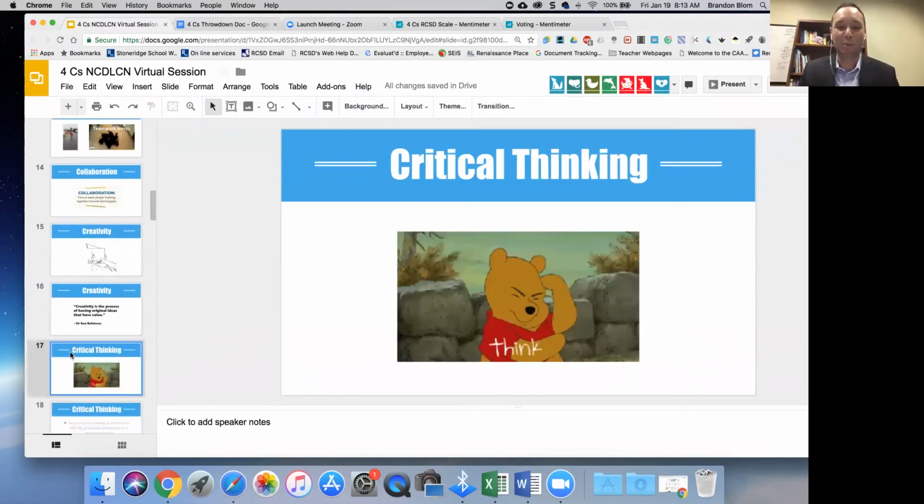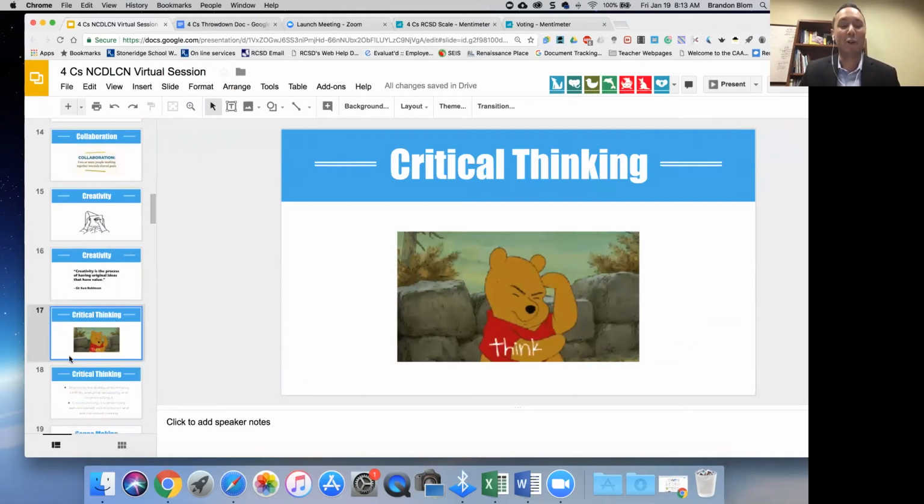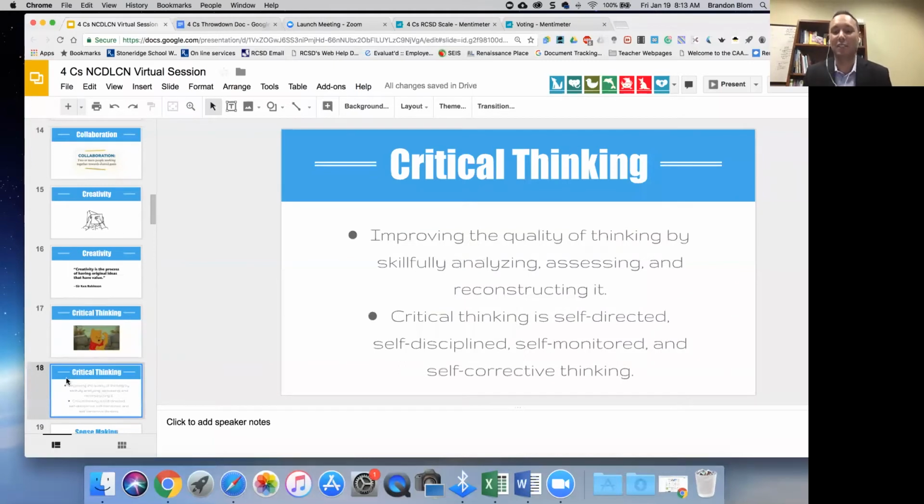And then last, good old Pooh Bear, thinking so hard, critical thinking. Critical thinking is actually pretty hard to define for me. But here are some definitions. Improving the quality of thinking by skillfully analyzing, assessing, and reconstructing it. Critical thinking is self-directed, self-disciplined, self-monitored, and self-corrective. And for me, it doesn't matter if it's a kindergartner, an 8th grader, a high school senior, are we giving them time to think about the product they just gave or worked on and reflecting on it? How can I make that better? What can I do differently? So I think for critical thinking, a lot of it for me is, do we give them that time to reflect on how can I make this better? And so hopefully we're all doing that.